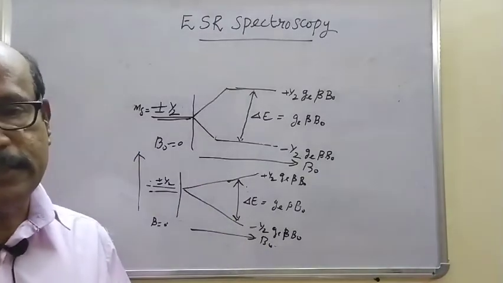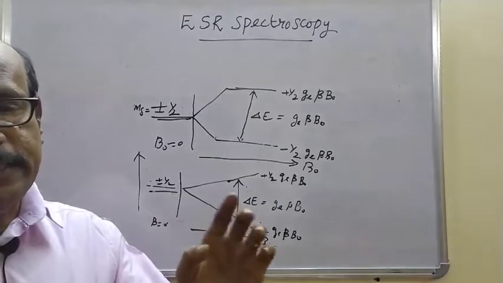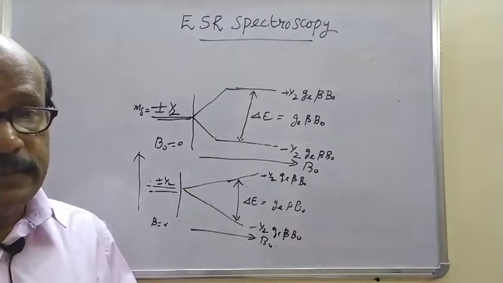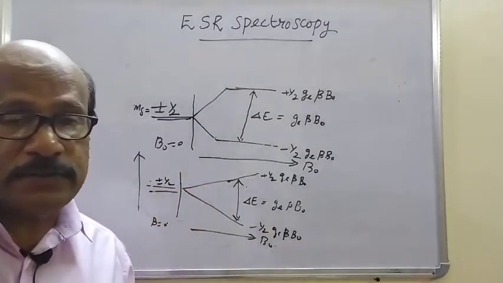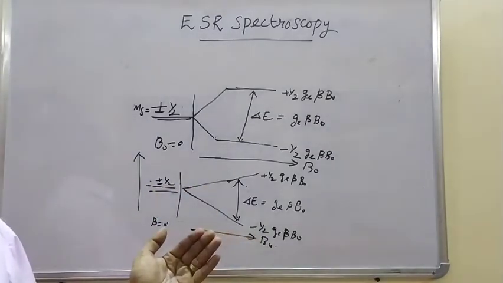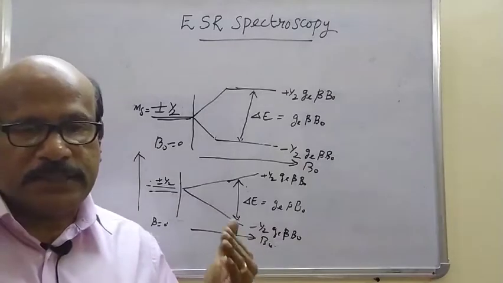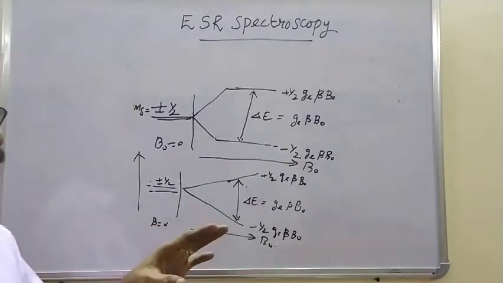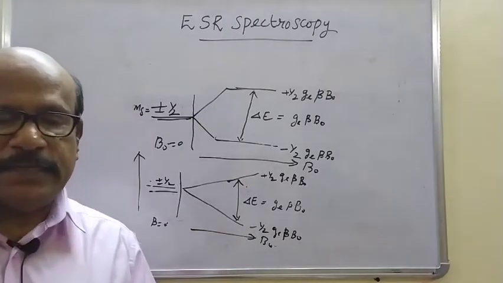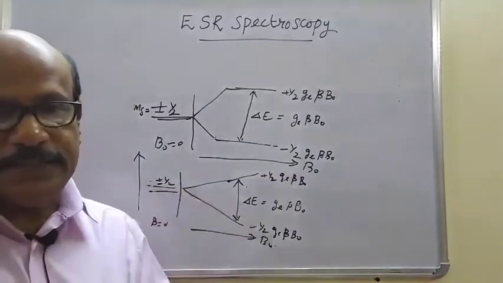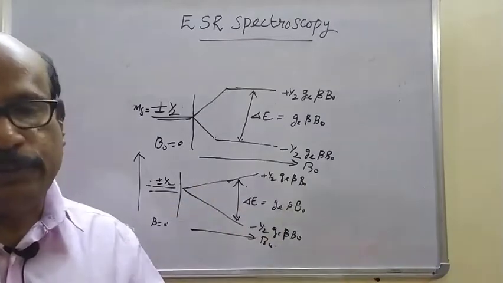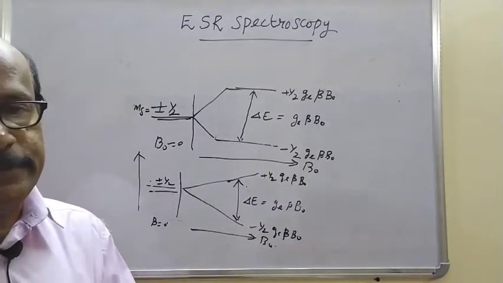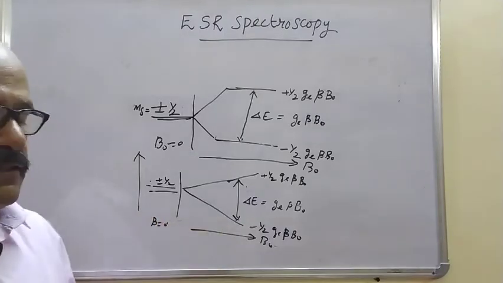So it interacts with the oscillating magnetic dipole of the electromagnetic radiation, and when the precessional frequency of the spinning electron magnetic dipole becomes equal to the frequency of the magnetic dipole of the electromagnetic radiation, resonance absorption takes place. That is the principle called ESR.